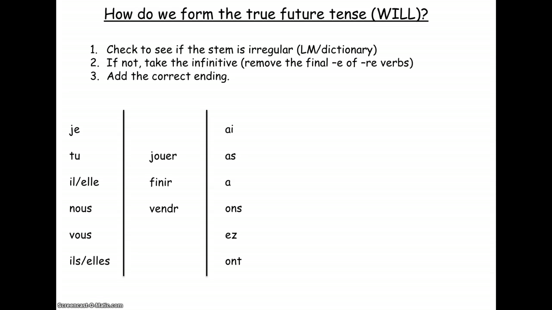So the first thing we're going to do is check the learning map to see whether read is an irregular verb in the future tense. And if it's not, we will take the infinitive, and since to read, lire, is an RE verb, we'll be taking the final E away, and then we will have the ending as is there for je, which is AI.